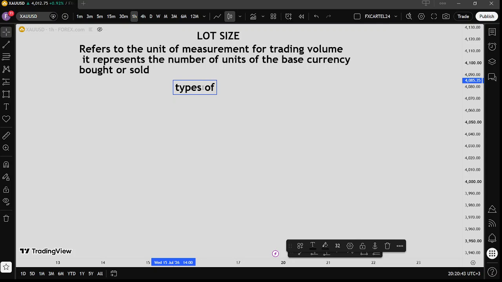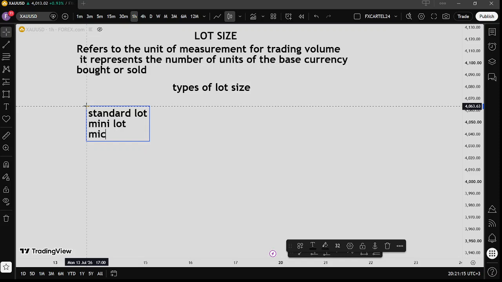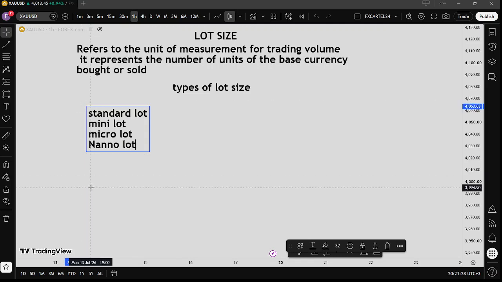So we are going to look at types of lot sizes. Here we have what we call a standard lot, a mini lot, a micro lot, and also a nano lot.